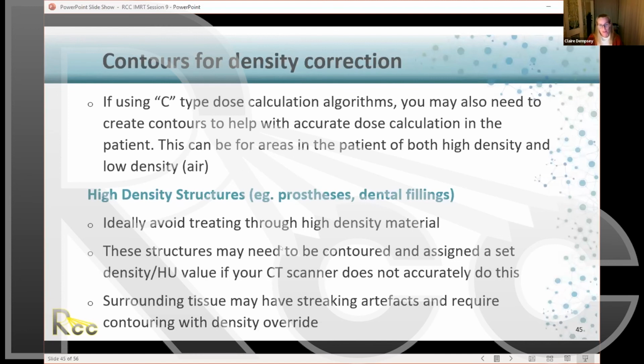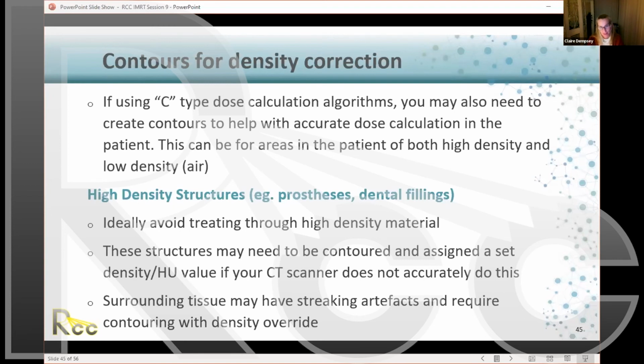So ideally what you want to do is avoid treating through any high density material. So if you're treating a prostate with a hip prosthesis, if you're doing IMRT, you would have beams that were not passing through the prosthetic. If you're doing VMAT, you'd create an avoidance region around that part of the prosthesis, because dose calculation through high density material is not very accurate. And even if it is, the material absorbs so much of the radiation, you end up with hot spots sitting just in front of the high density material and a cold spot behind it. It's a nightmare to deal with. So it's best just to avoid treating through the high density material at all.